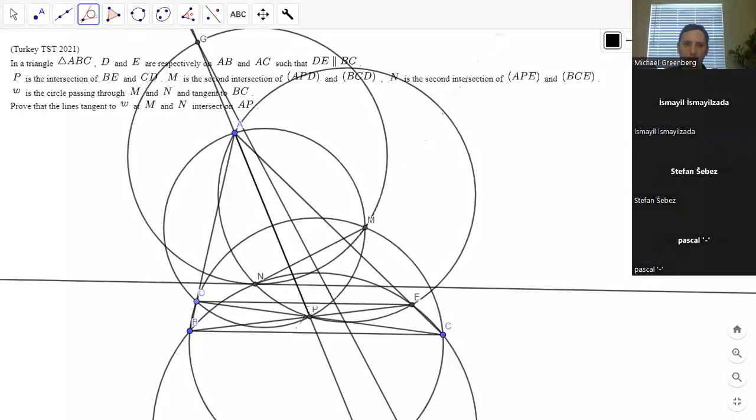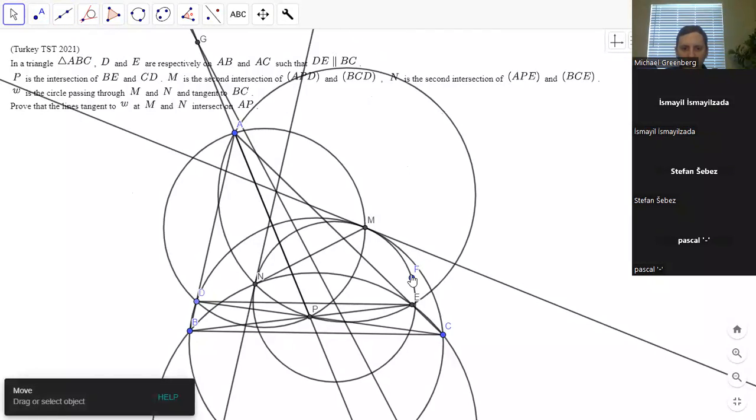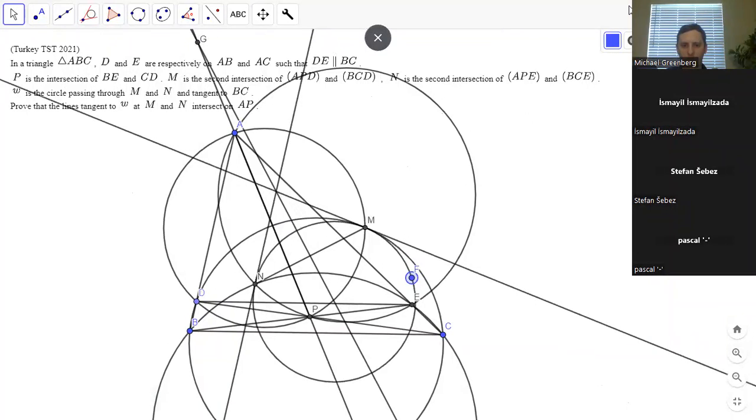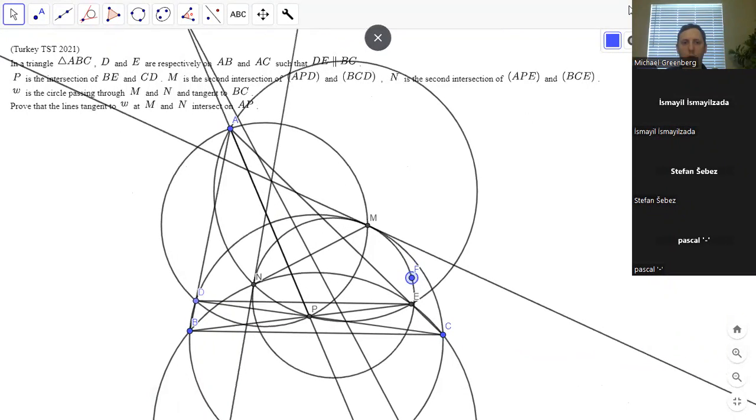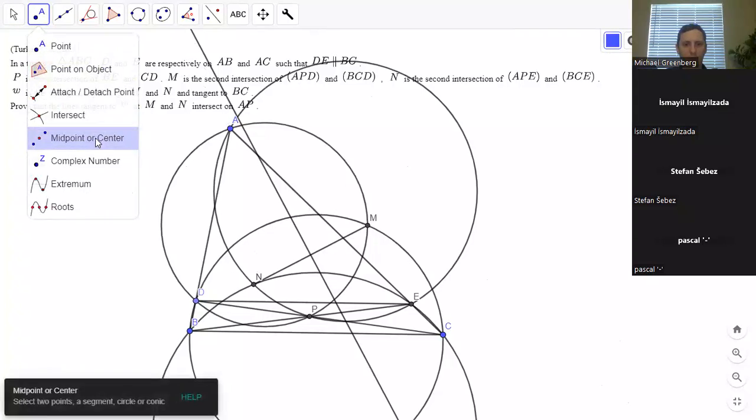No, I got a little confused. So let's see what I did. So you're saying you draw a random circle through M and N, and you draw the tangents at M and N, and you want them to intersect on AP. I just tried something and it works. Okay. Basically, the midpoint of BC is the tangency point. Oh, really? Yeah, that looks true from the diagram. Interesting.